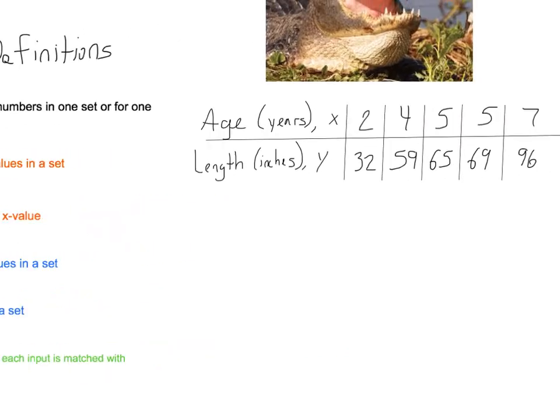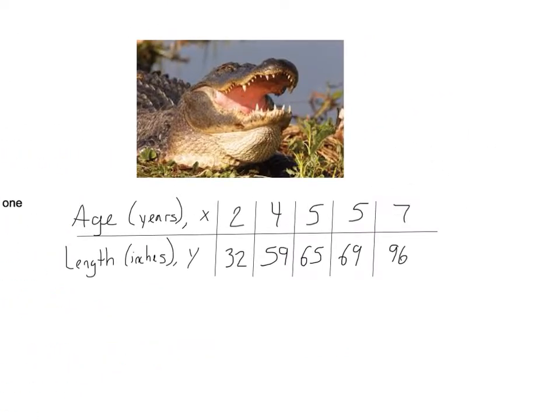So over here what I did is I gave us a table of values, which this whole thing is called the relation, okay? And it's data that's for one set or one situation. So this situation is about alligators, okay? And the age of alligators in years related to the length that they are in inches, which is represented by y. So we have an xy table, and this whole thing is called the relation.